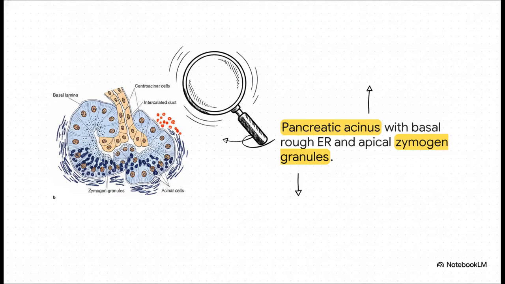Just look at the extreme polarization of these pancreatic acinar cells. See the intense basophilic staining at the basal pole? That's due to the massive concentration of rough endoplasmic reticulum required for heavy protein synthesis. But apically, the cytoplasm is strongly acidophilic. It's packed with membrane-bound zymogen granules storing inactive digestive enzymes right at the luminal border.